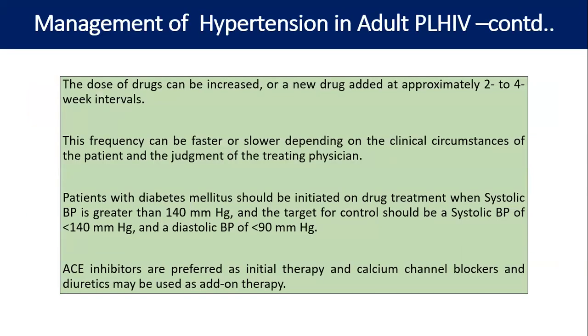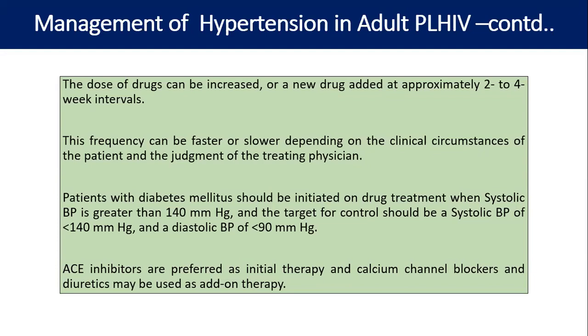Now, the dose of drugs can be increased or a new drug can be added at approximately 2 to 4 week intervals. However, this interval is arbitrary. Depending on a particular case, it can be earlier also. Patients with diabetes mellitus should be initiated on drug treatment when systolic blood pressure is more than 140 millimeter, and the target for blood pressure control should be a systolic blood pressure of less than 140 and diastolic blood pressure of less than 90.